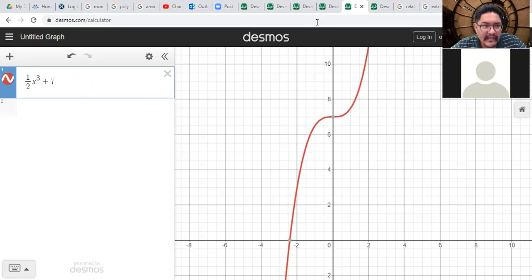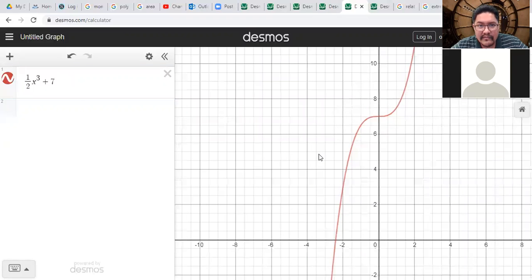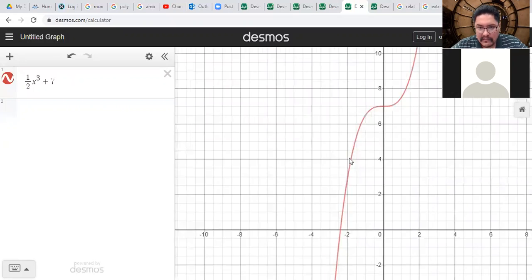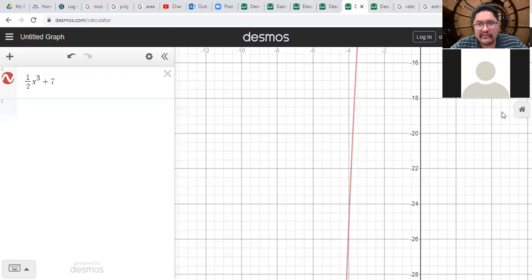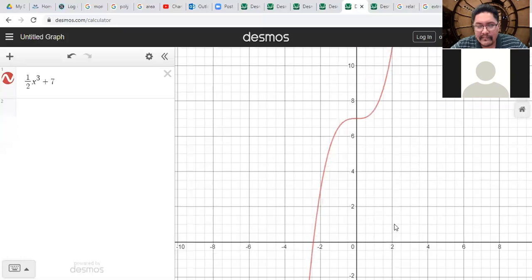So 1/2 x to the third power plus 7. We have to look at our graph here. Looking at our graph, we can see that the function is going up. So that means that the first one is going to be going to positive infinity. And as we go to the left, as x goes to negative infinity, it is going down, y to negative infinity. Don't forget these lines go on and on forever, so that's why we say negative infinity.